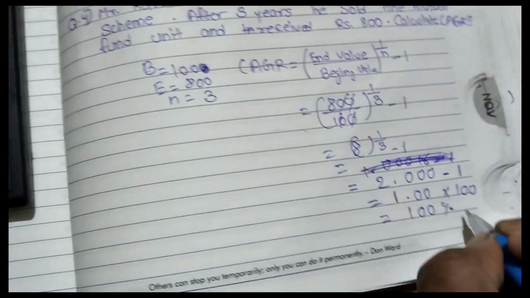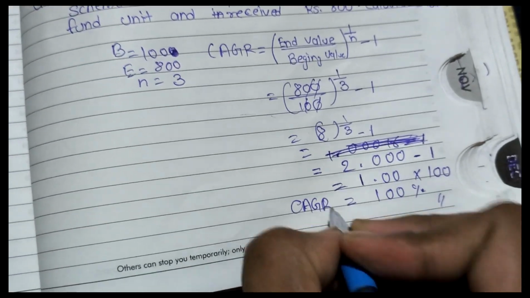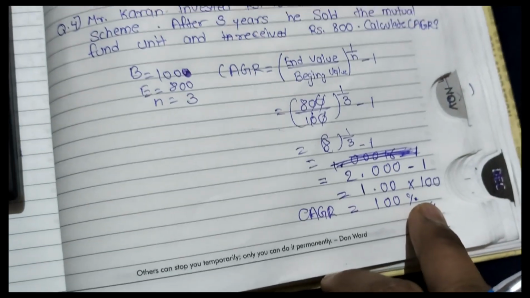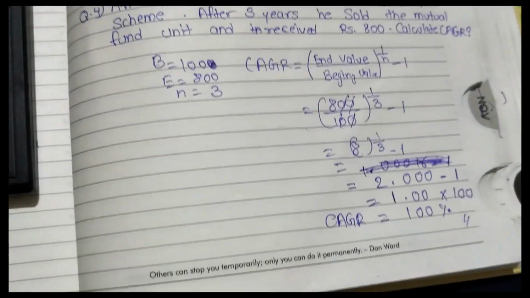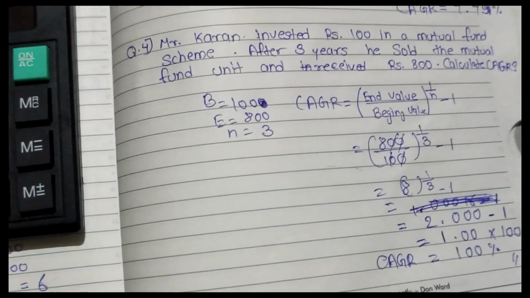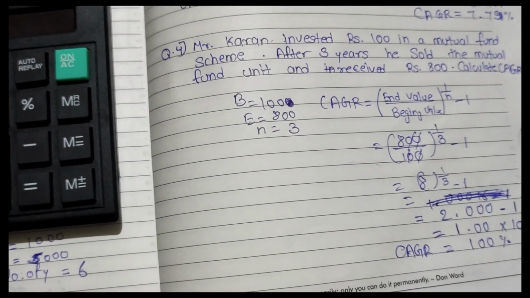So the final value, the compound annual growth rate for 3 years, is 100 percentage. I will write this 3 year calculation on the screen.